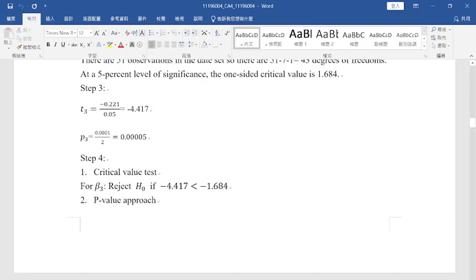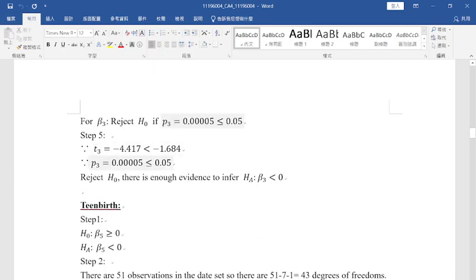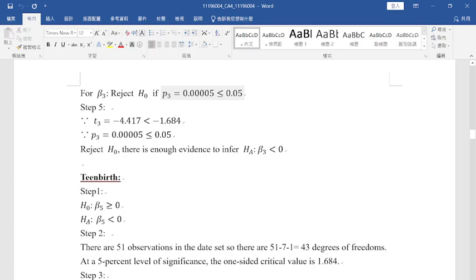And so because the t statistic is smaller than the critical value and the p-value is smaller than 0.05, it is in the rejection area, so we reject the null hypothesis. And there is enough evidence to infer the alternative hypothesis.